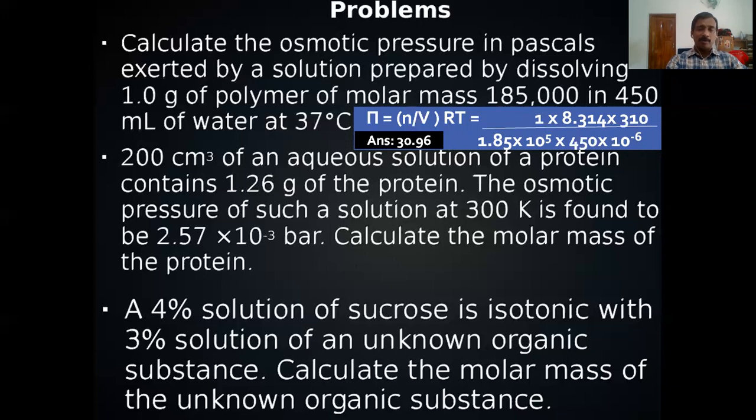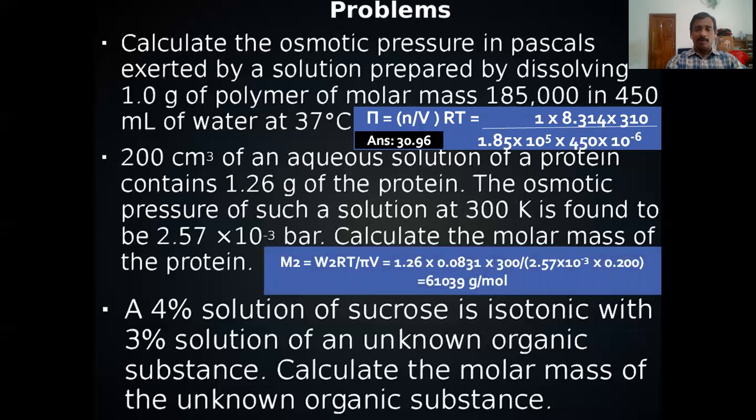Everything is given. That is WB 1.26. R, since it is in bar, 0.083. And temperature 300 Kelvin. Pi, 2.57 into 10 raised to minus 3. V, 200 centimeter cube or ml. You can see the substitution here, and the answer is 61,039 gram per mole.